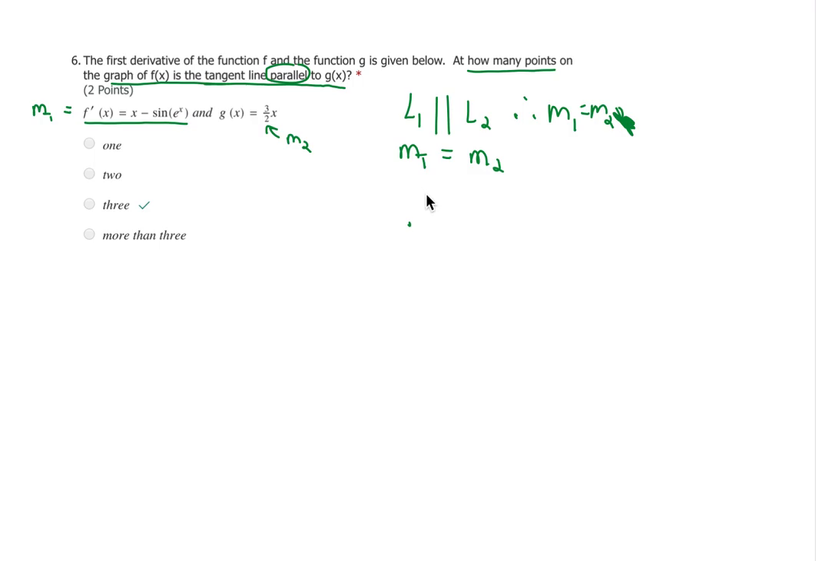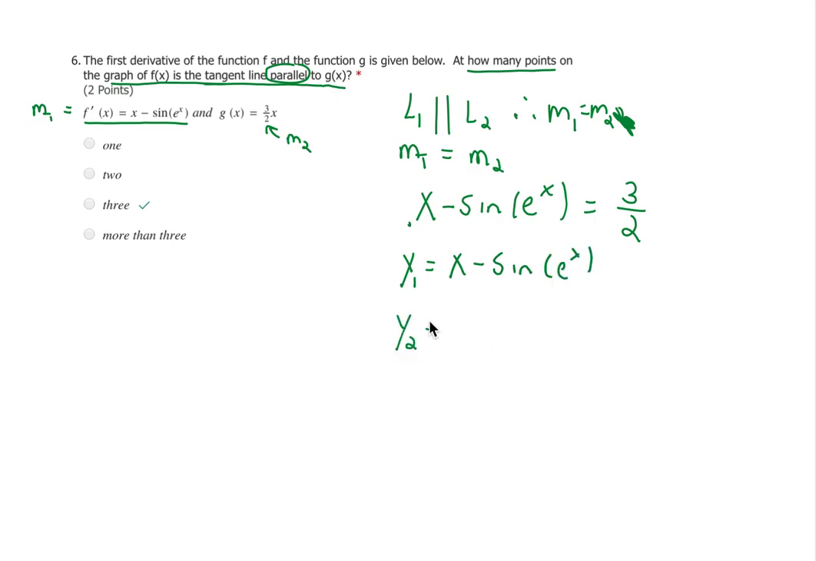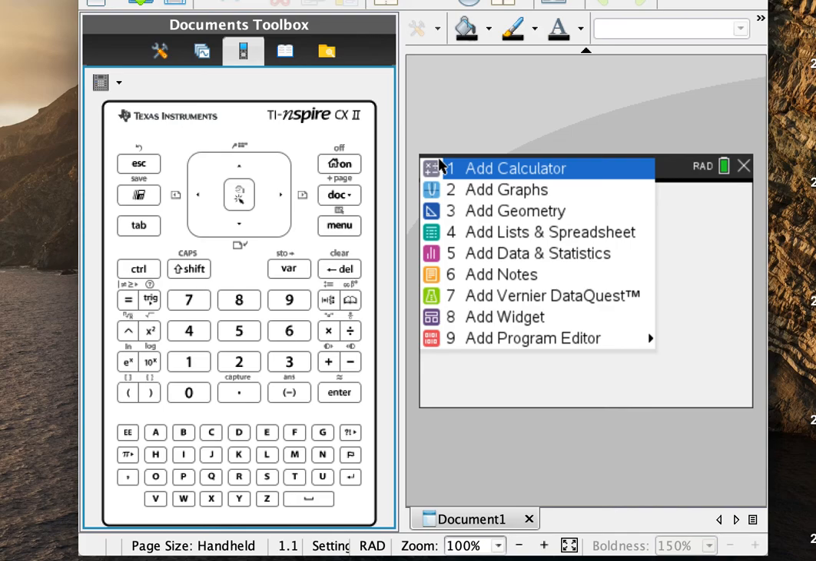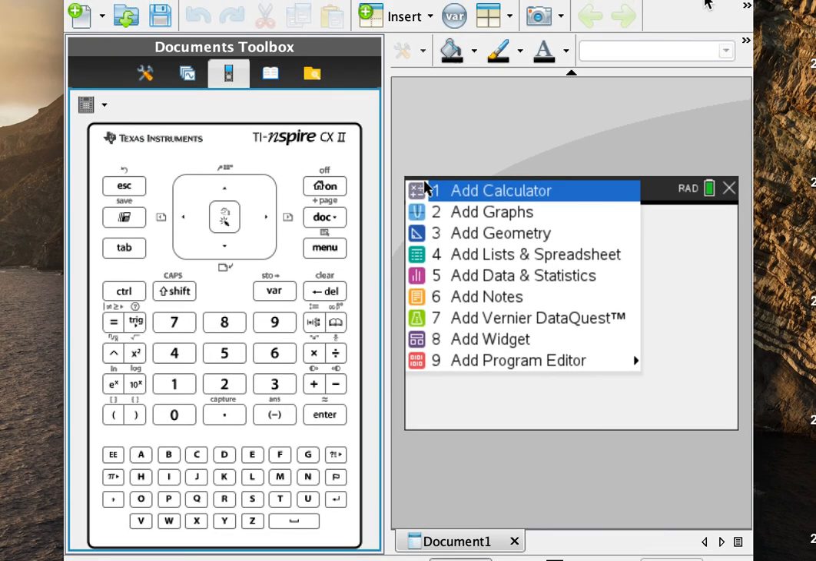So all you really need to do is find when x minus sine of e to the x equals 3/2, since the slope of this linear function is just 3/2. So I need to figure out where these two are equal. How you can do that on a graphing calculator is set up the left-hand side of the equation as your y1, and the right-hand side as y2, sketch the two graphs, and look at where they cross each other. So I'm going to go to my graphing calculator and sketch this really quickly.